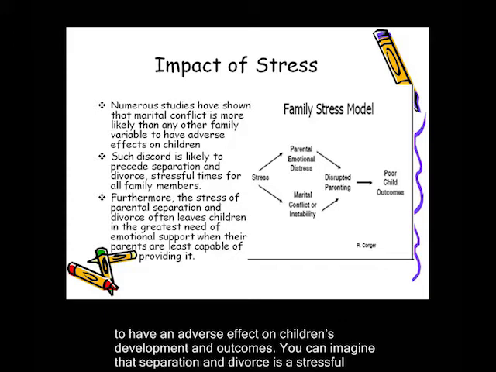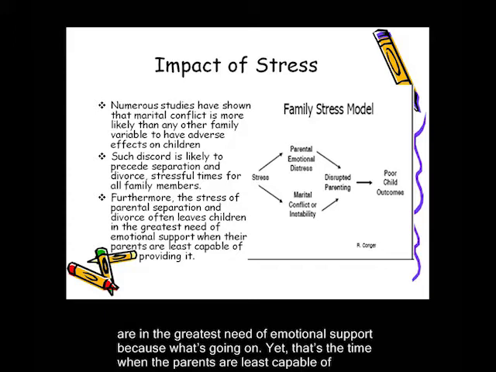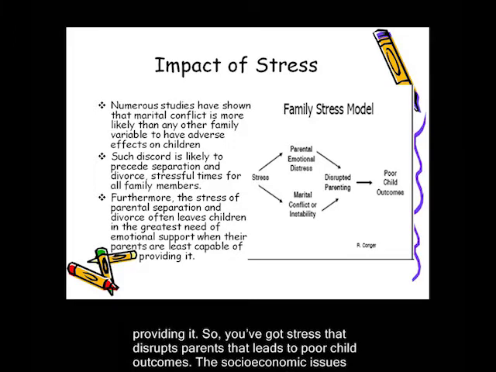Because you can imagine that separation and divorce is a stressful time for all family members, including the children, the parents, and extended family. But what happens is that at this time, the children are in the greatest need of emotional support because of what's going on. And yet, that's the time when the parents are least capable of providing it. So you've got stress that disrupts parenting, that leads to poor child outcomes.